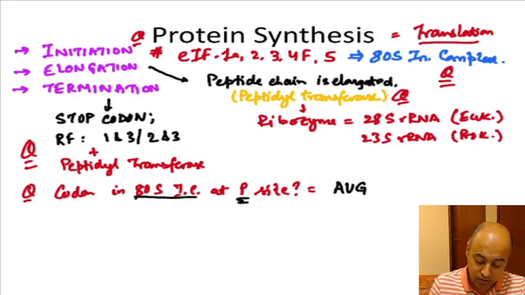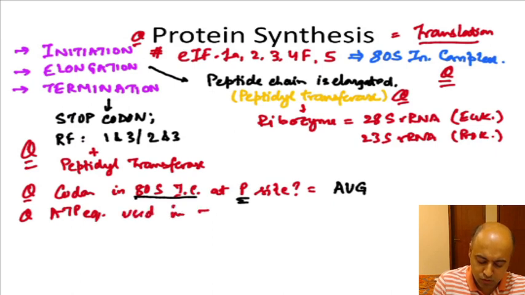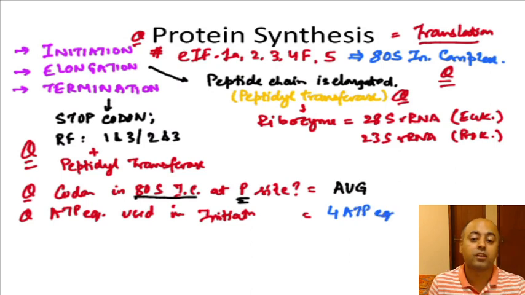Another point which is sometimes asked is ATP equivalent used in the process of initiation. So here again, you have to remember the answer which has to be given is 4 ATP equivalent. In the process of initiation, 4 ATP equivalent is used up in each initiation step. Okay, so these are some additional points which you have to keep in mind when we are talking about the protein synthesis.